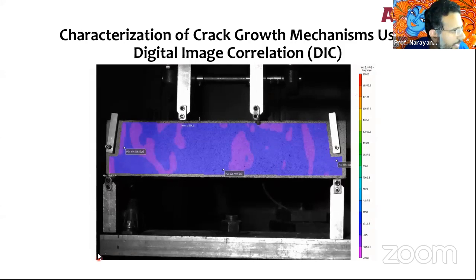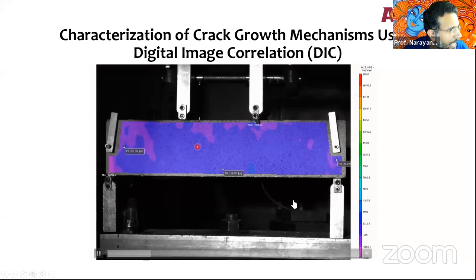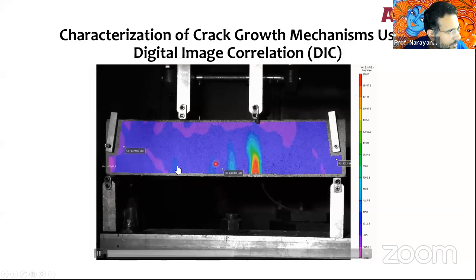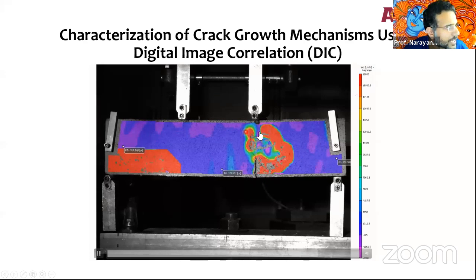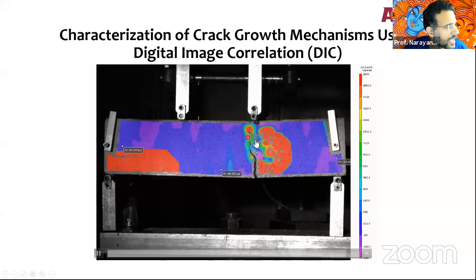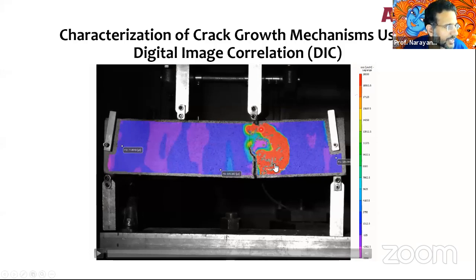So what you're seeing is I'm loading this beam and you can see the cracks starting to form. You can see multiple cracks starting to form here, right? 1, 2, 3, 4 cracks starting to form and then there's one dominant crack that goes all the way through and fails the specimen. You see here, extremely high strain at the tip of the crack, and all this red color means very high strains, and then finally it is cracked. So you see a crack forming here, a crack forming here, a crack forming here.